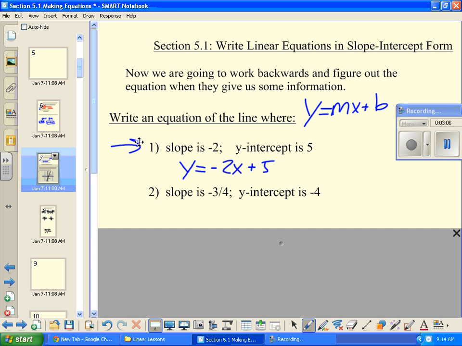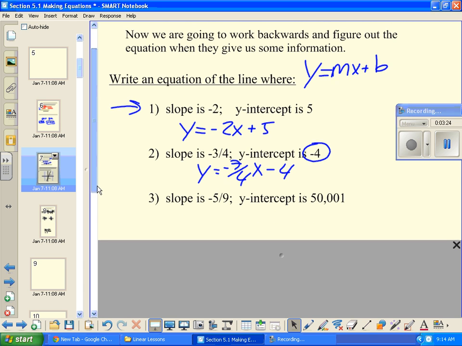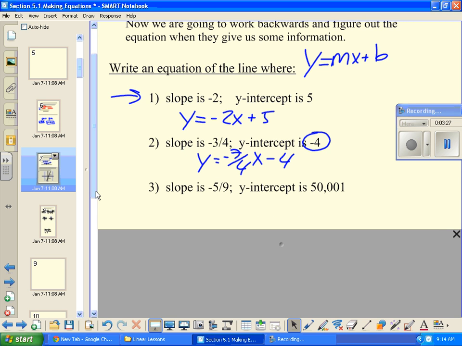This next one, the slope is -3/4, the y-intercept is -4. So if I was going to make an equation for this, I'd say y equals -3/4x minus 4, because the y-intercept is -4. So again, a way to incorporate that in the equation is to write subtraction. So -4. This third one, slope is -5/9, the y-intercept is 50,001. Again, just to prove to you, it doesn't matter what the numbers are, as long as I know where to plug them in, making this equation is not too bad. The slope is -5/9, so -5/9x plus 50,001. That would be my equation given that information.